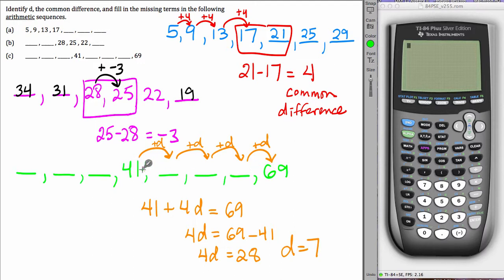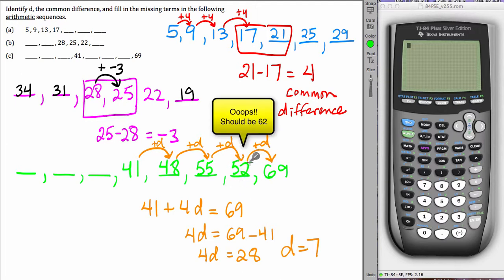41 plus 7 is 48. 48 plus 7 is 55. 55 plus 7 is 62. And that makes sense because 62 plus 7 is 69.